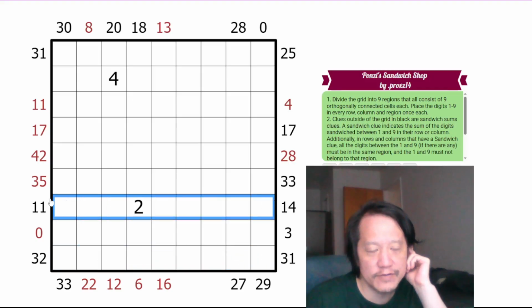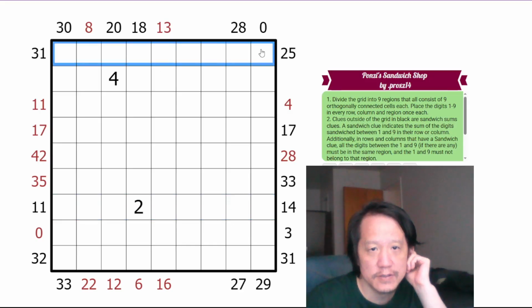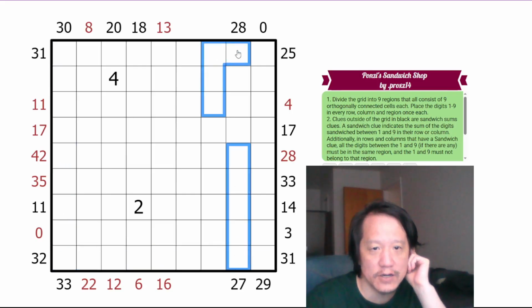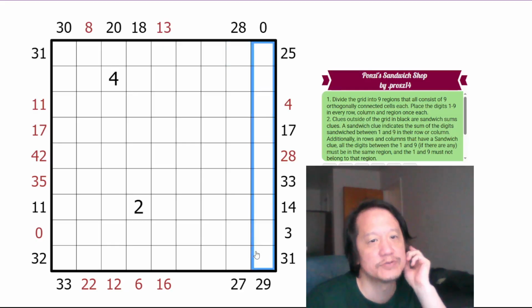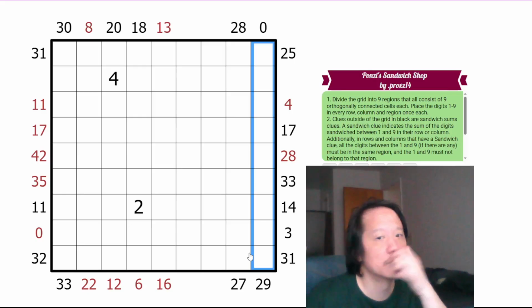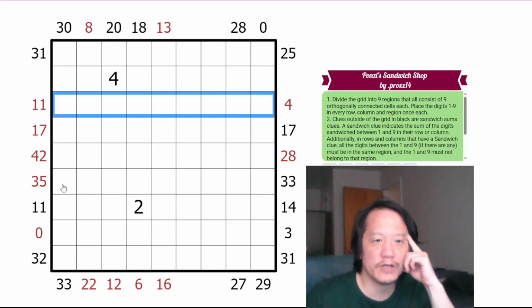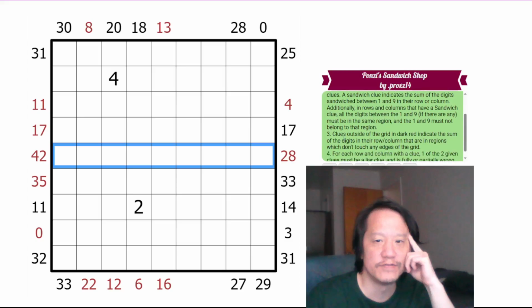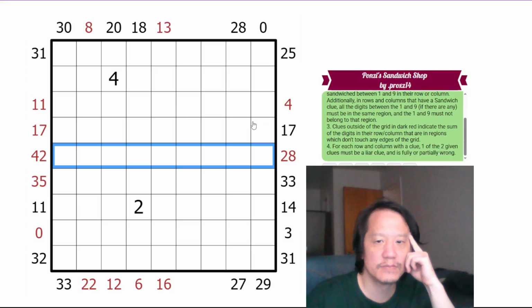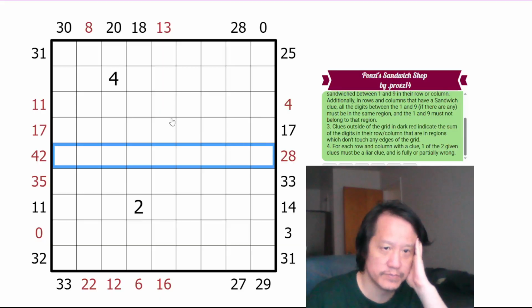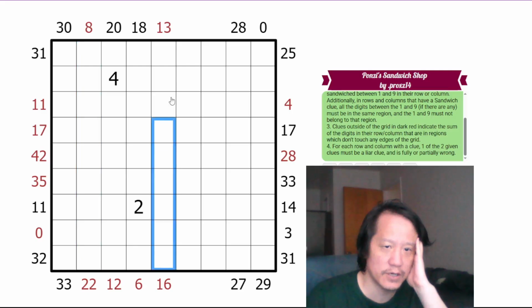We have 11 and 14 in row 7. So row 1, row 7, and row 9 are all very similar types. Column 1, column 8, and column 9 are all similar types of sandwich clues. Row 3 and row 5 are the same type of region clues that don't touch the edge of the grid. Same with column 2 and column 5.